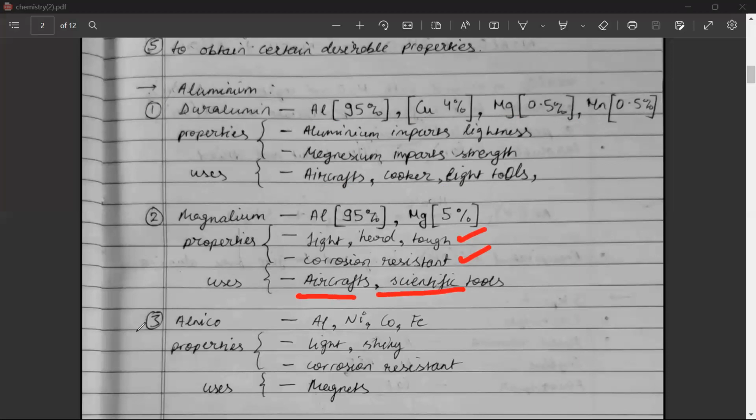Now let's move on to the third alloy of aluminium, also known as alnico, which consists of aluminium, nickel, cobalt and iron. Now what are the properties? It is light and shiny, it is corrosion resistant and it is used in magnets. Okay, so let's scroll down.